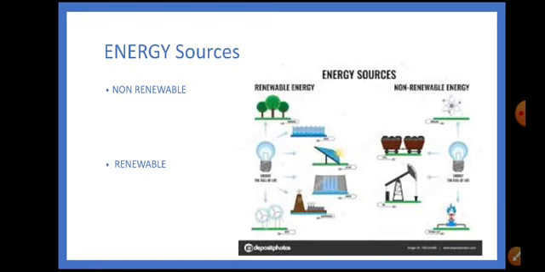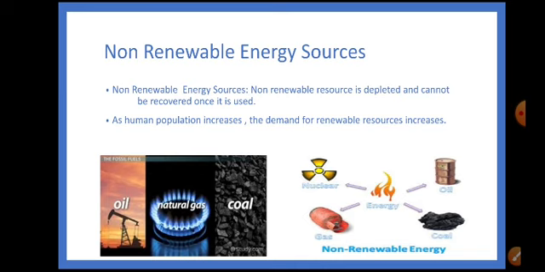For example, these are the traditional energy sources: coal, nuclear energy, fuel, and natural gases. All these are non-renewable. And renewable means we can renew it. Even after you use some energies, you can use them multiple times. That energy is called a renewable energy source.